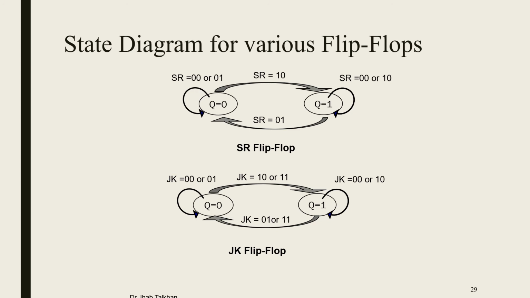So for the JK flip-flop now, in the lower part, we have two states, Q equal to 0 and Q equal to 1. If you want to go from 0 to 0, you have to have JK equal 0,0 or 0,1. If you want to go from 0 to 1, you have JK equal 1,0 or 1,1. And if you want to go from 1 to 1, you have JK equal 0,0 or 1,0. If you want to go from 1 to 0, you have JK equal 0,1 or 1,1. This is actually the state diagram for both SR and JK flip-flops.